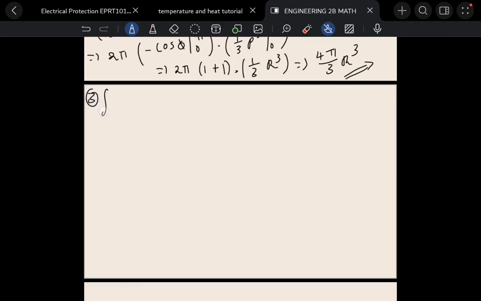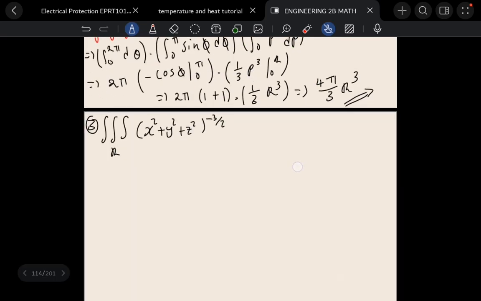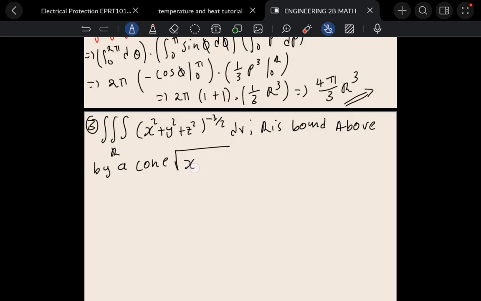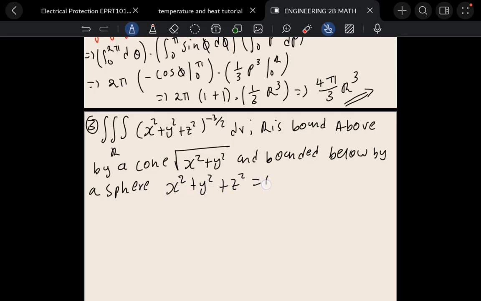Right, number 3, we have the integral over R of x squared plus y squared plus z squared to the power of negative 3 over 2 dV, where R is bounded above by a cone z equals the square root of x squared plus y squared, and bounded below by a sphere of radius 4, which is x squared plus y squared plus z squared equals 16.